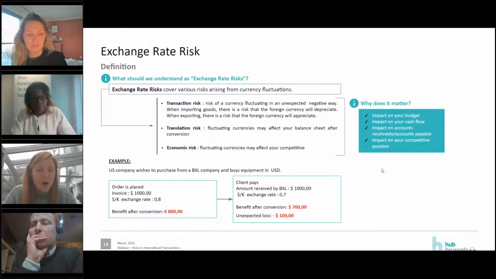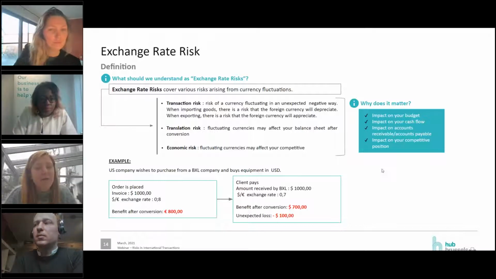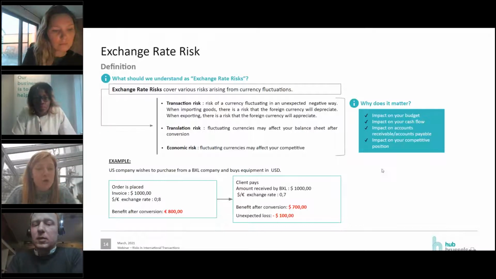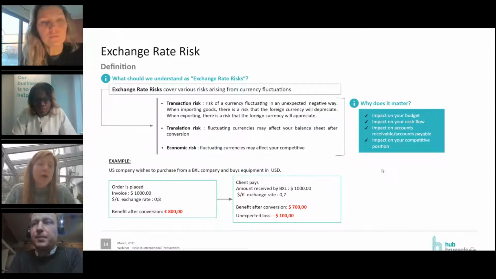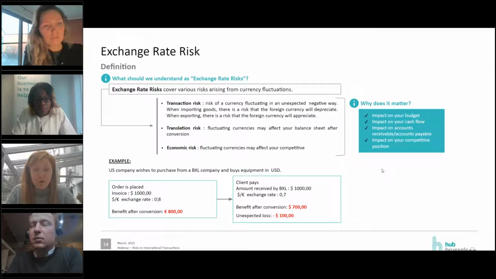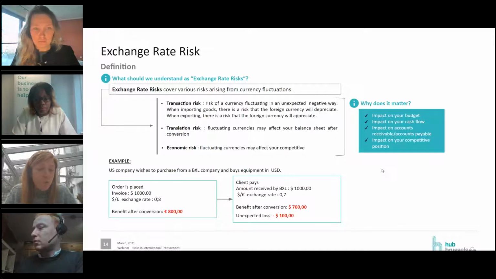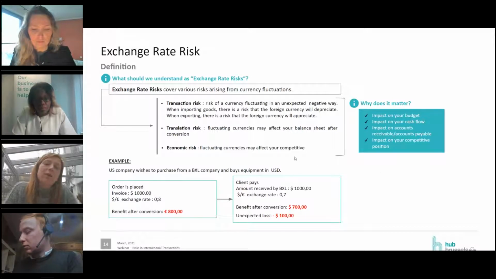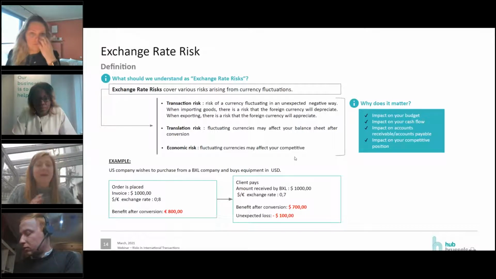There's a translation risk. Why? Because it has an effect on your balance sheet after conversion. So there's a direct impact on your cash flow, and in fine on the competitive advantage of the company. So it has an impact on your budget, your cash flow, your accounts, and your competitive position. While the BMW case was maybe a complicated example, let's take an easy one.